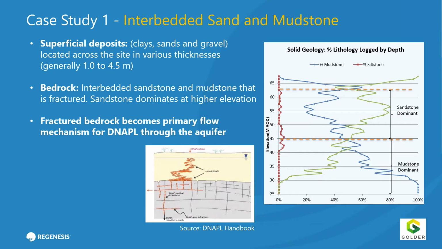The culmination of this work showed that we had some superficial deposits, though I believe they weren't that heavily impacted. They varied in thickness across the site. We are looking at quite a large area that had been investigated here, between 1 and 4.5 meters. The bedrock was interbedded sandstone and mudstone, so pretty complicated, and that was fractured. Those sandstones dominated at the higher elevations, and what was found was that it was the fractures in the bedrock that were the primary flow mechanism for the DNAPL through the aquifer.